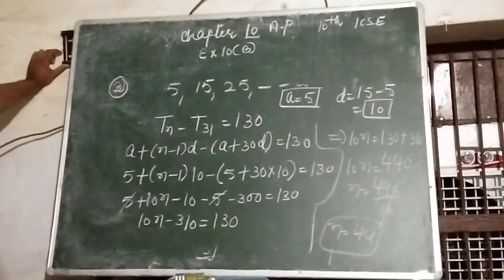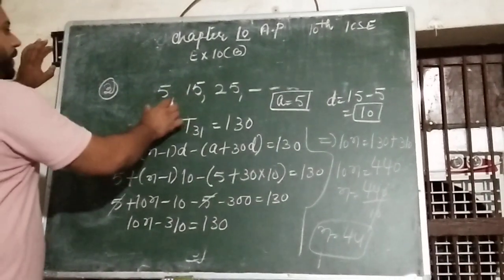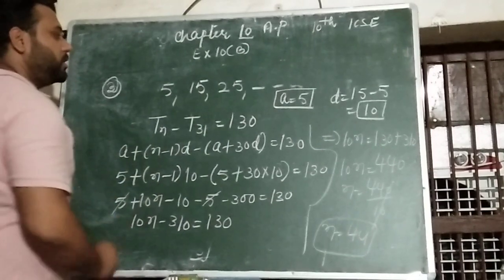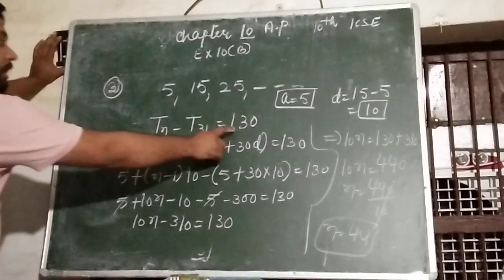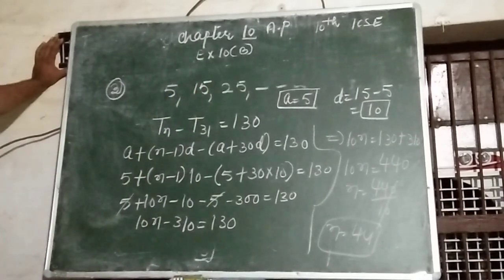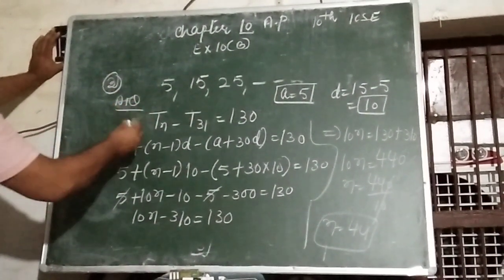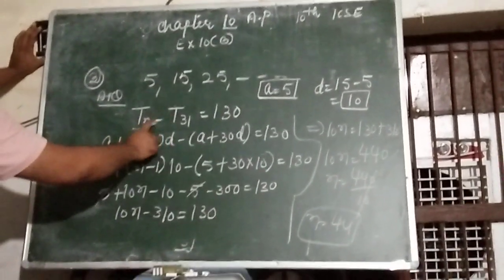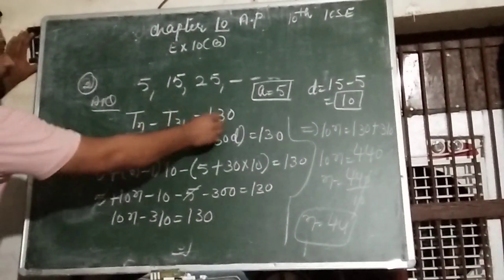Students, one more question is here. Which term of this AP? The AP is given: 5, 15, 25. Whose first term is 5, common difference is D. Which term of the AP is 130 more than the 31st term of this AP? The thing to understand is, which term? Which term is that? I supposed it to be Tn. By how much is Tn more than the 31st term? That is, what is the difference between Tn and the 31st term? 130.